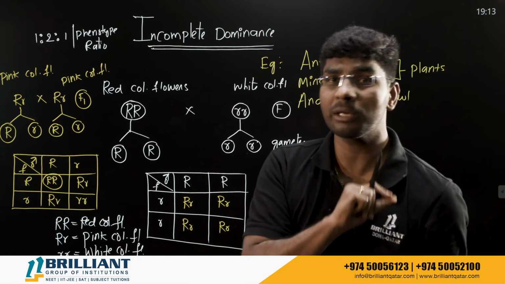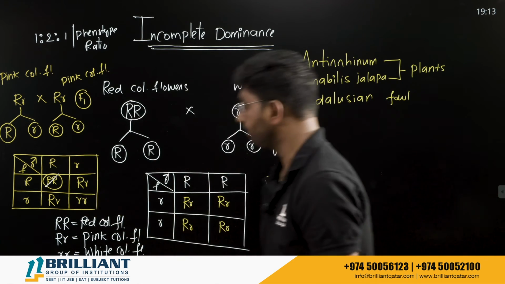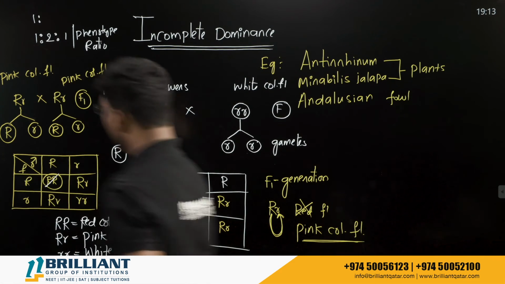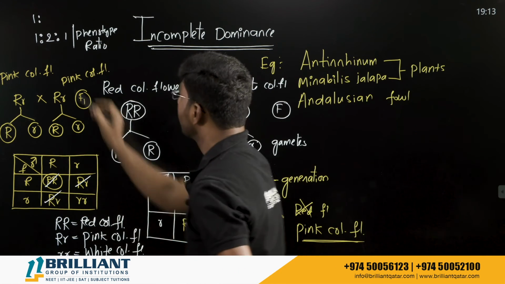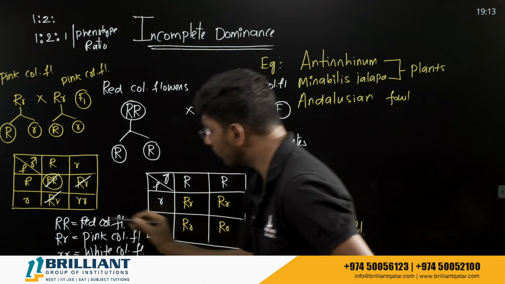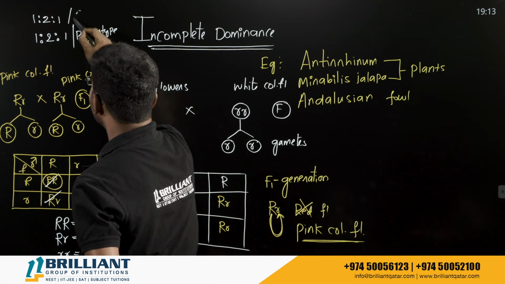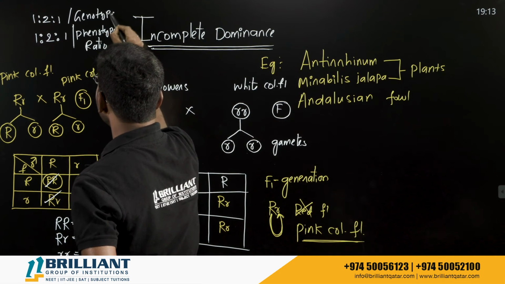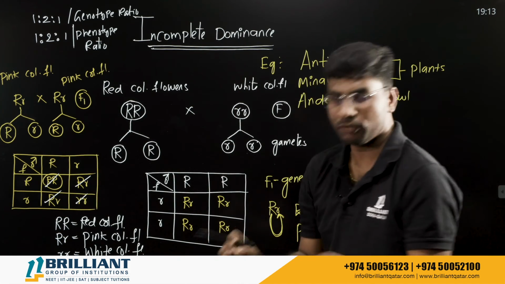Next, what is the genotype ratio? How many homozygous dominant? Homozygous dominant 1, sir. So let me write here. Homozygous dominant 1. How many heterozygous? 1, 2. Heterozygous 2. Okay. How many homozygous recessive? 1. So 1:2:1. This is which ratio? Genotype ratio. One important topic, keep in mind.